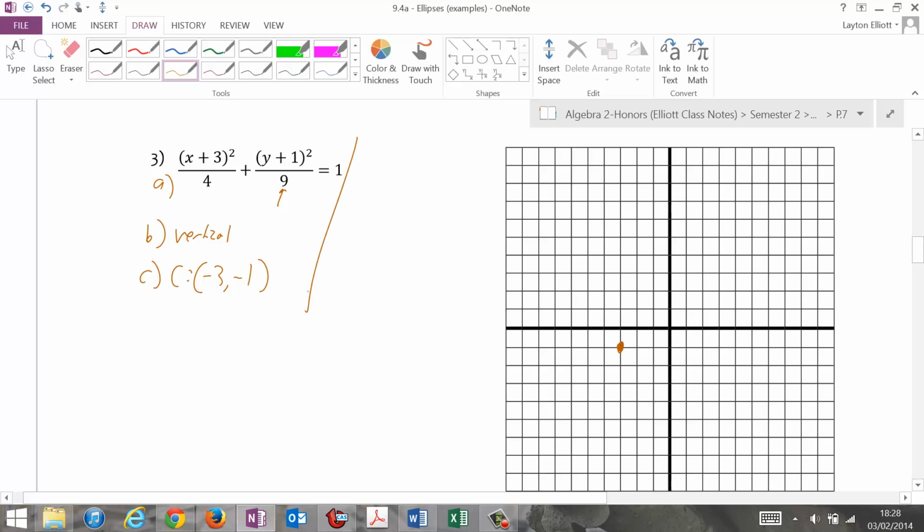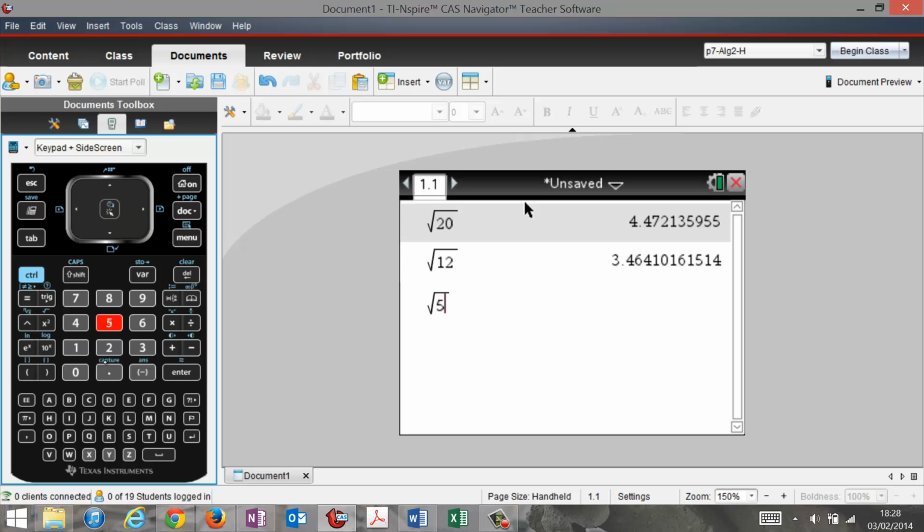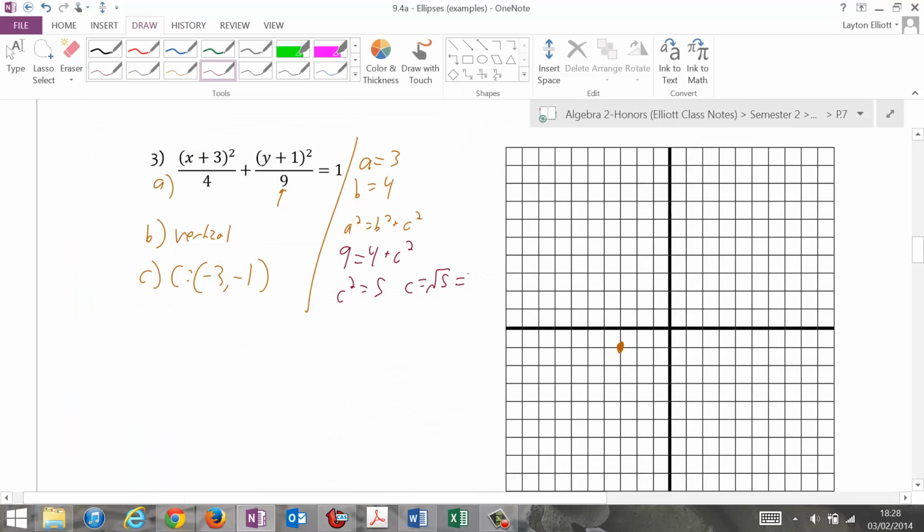And as I kind of do some work over here, I know that a is equal to 3, b is equal to 4, and if I do a squared is equal to b squared plus c squared, see, I'm going to write it this time so I don't make a mistake. 9 is equal to 4 plus c squared, or c squared is equal to 5. C is equal to the square root of 5, which is about 2.23, or we'll say 2.2.